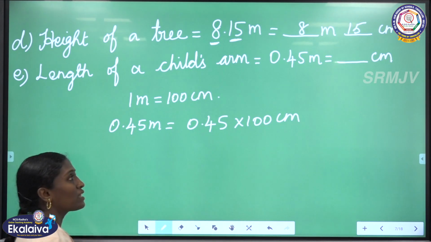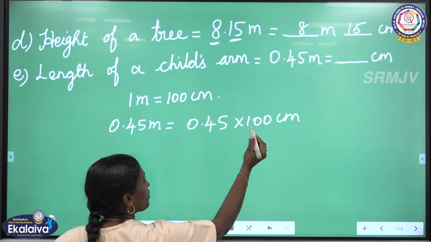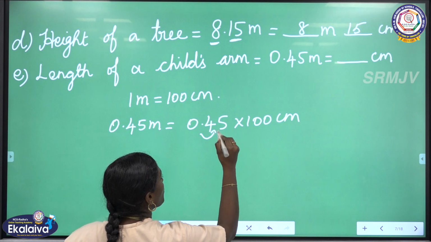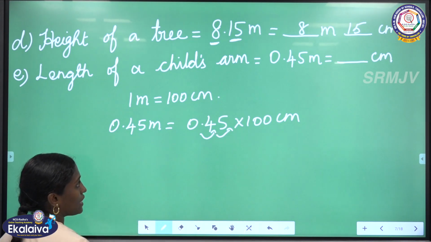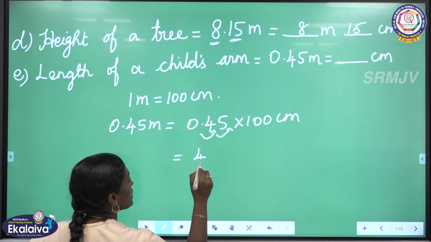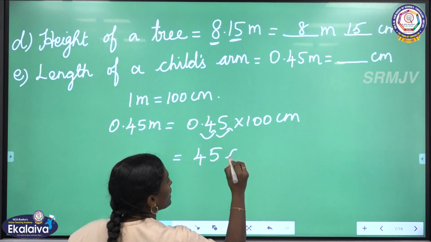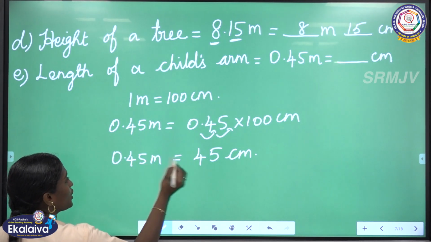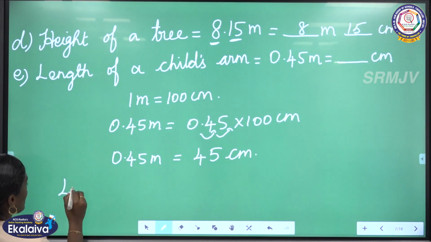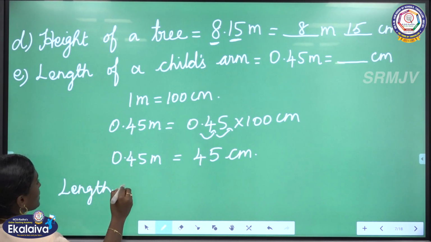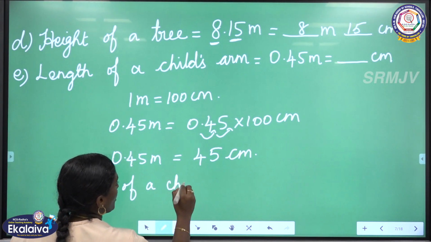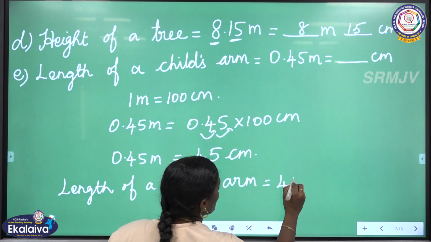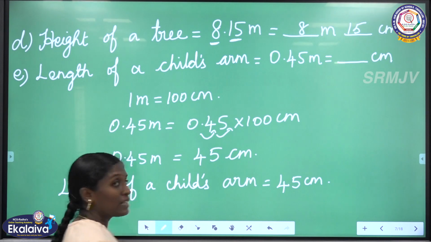centimeter. Here we are multiplying the number by 100. So, according to the number of zeros, we have to move the decimal point to the right. Here 2 zeros are there, so we have to move the decimal point 2 places to the right. Then the decimal point will come at last. Then the number will become a whole number, that is 45 centimeter. 0.45 meter is equal to 45 centimeter. So, the length of the child's arm is equal to 45 centimeter. Was it clear, children?